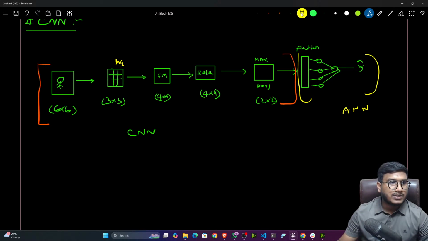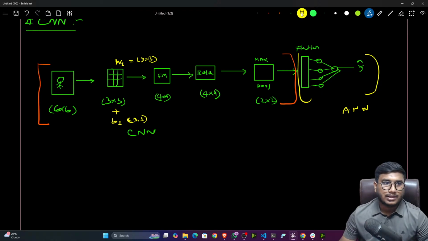Obviously you will also be adding a bias, because I told you in my last session, whenever we show the deconstruction of the CNN, we also apply something called bias. So let's say we are adding a bias here, plus B1. This weight is nothing but a 3x3 matrix, and this bias is a scalar number. So you can write 1x1 or just 1. It's a scalar number only at the end.